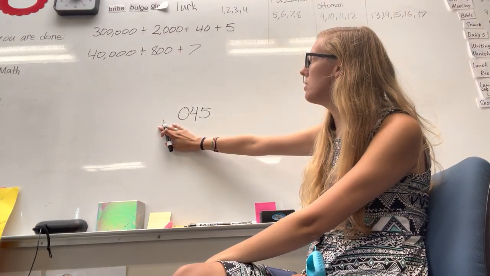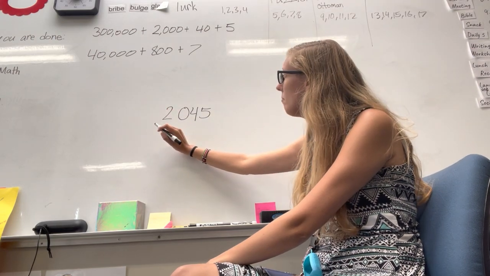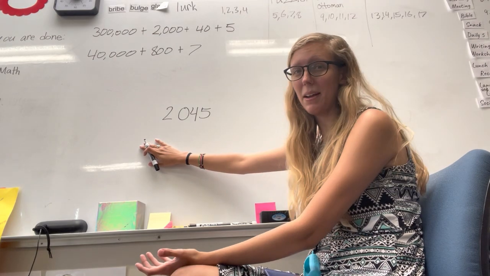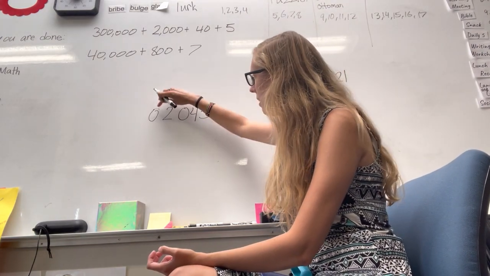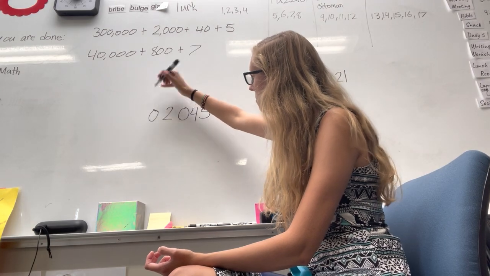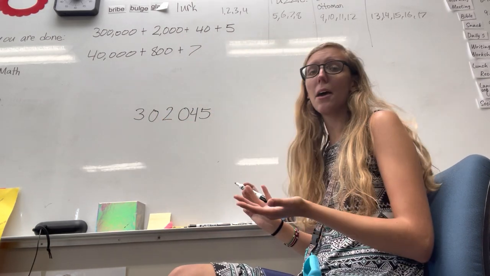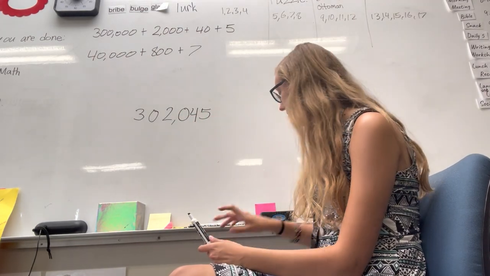Now what's in my thousands place? Well, I have a 2 in my thousands place. What's in my 10,000s place? Well, there's nothing in my 10,000s place, so I'm going to put a 0. And then what is in my 100,000s place? Well, I have a 3 in my 100,000s place. Now all I have to do is add my comma. 1, 2, 3, comma, just like that.